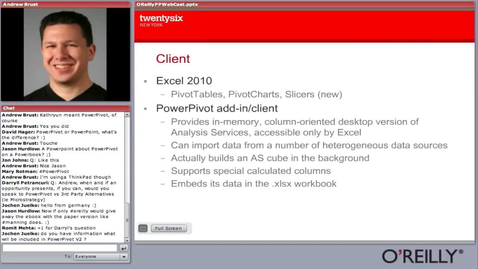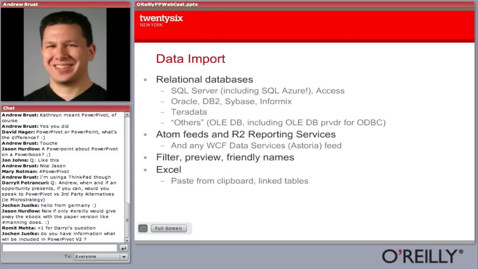So the client, as I mentioned, is Excel 2010. You're going to end up using pivot tables and pivot charts. You're also going to use a new user interface element called slicers, and we'll see those as we get into the demo. And then there's an add-in with its own client window, and that's basically where you pull your data in, you do all your modeling, and then once you're done, you push it back into the spreadsheet itself.